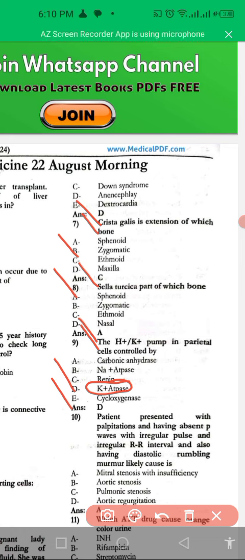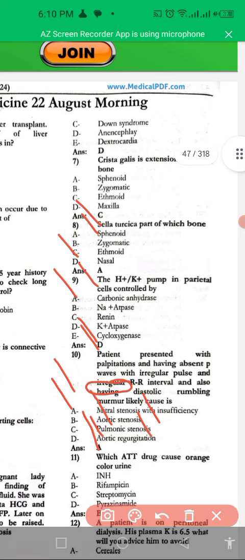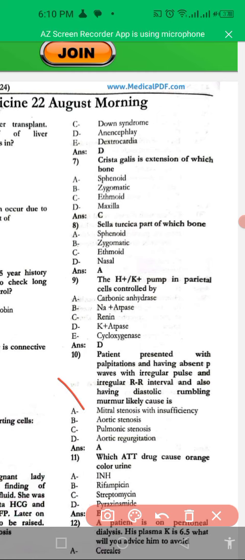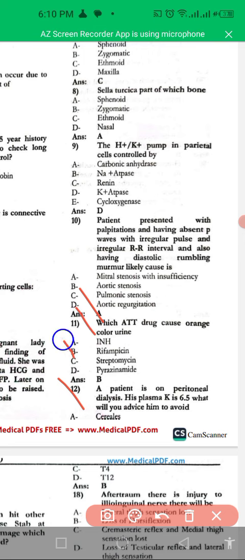Next one is a patient presenting with palpitation having absent P wave, irregular pulse and irregular RR interval. Most likely diagnosis is mitral stenosis with insufficiency. Next one is which anti-tuberculous drug causes orange colored urine? That is rifampicin, which causes orange colored urine.